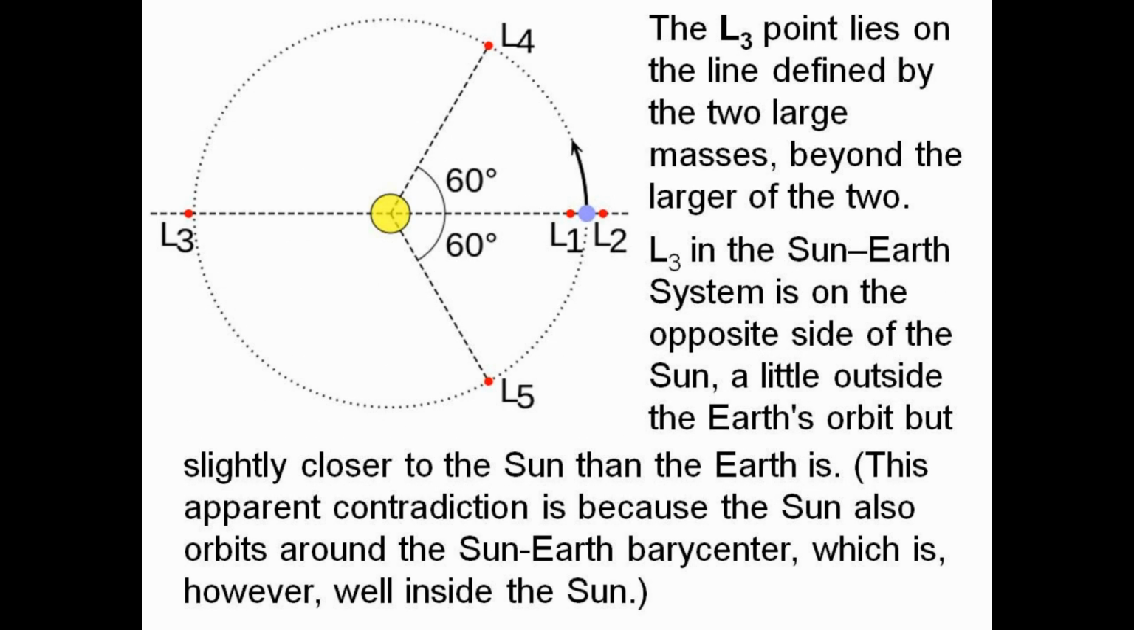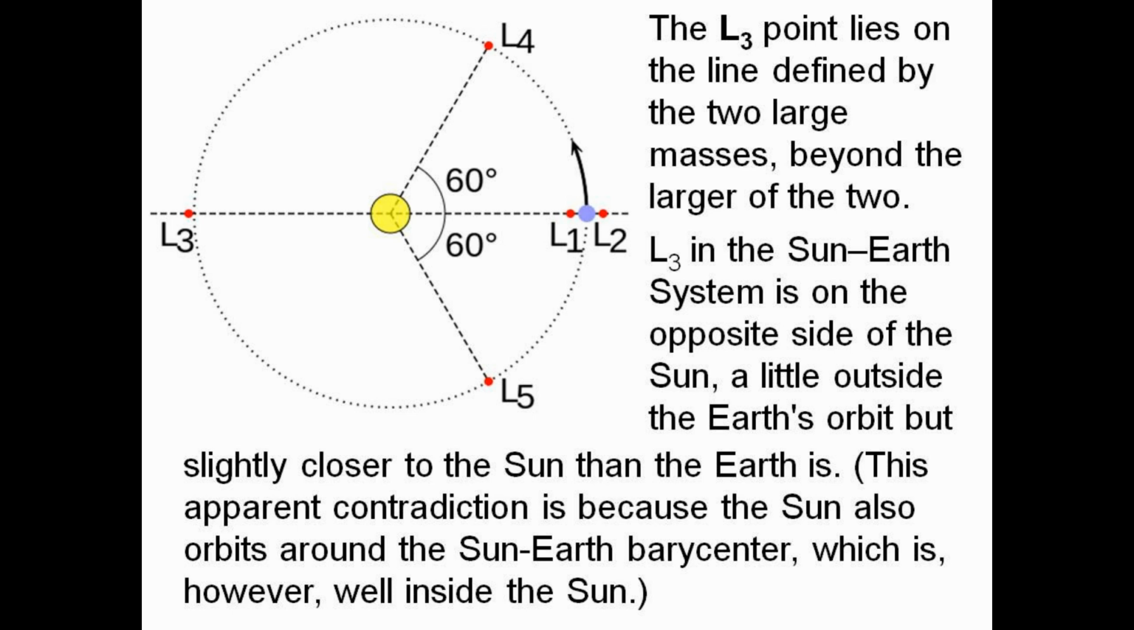Okay, L3 point on the far side. It's again on this collinear line there, but on the opposite side, the far side of the sun, a little bit outside the Earth's orbit, but slightly closer to the sun than the Earth is. Now, at first that sounds like a contradiction, doesn't it? It's outside the dotted line, but it's closer to the sun than the Earth is.